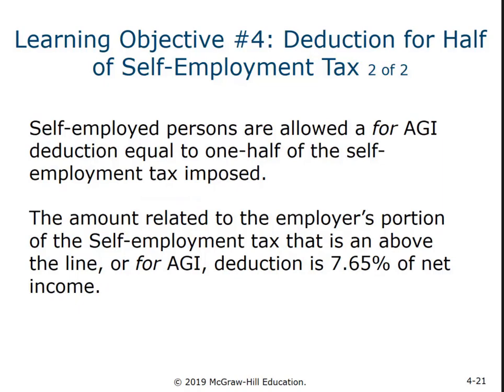So basically, it ends up being 7.65% of your net income on the business, similar to the employer who matches the withholding they take out of your check for Social Security. They match that. They get to deduct that. So in this case, you get to deduct that because you are the employer, because you are self-employed. You're the employee and the employer.